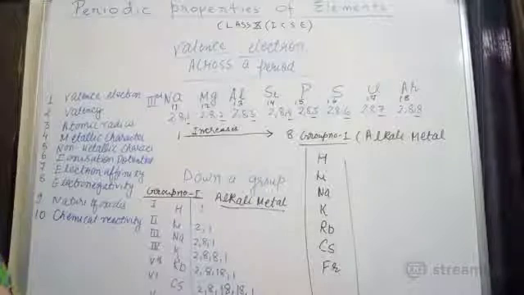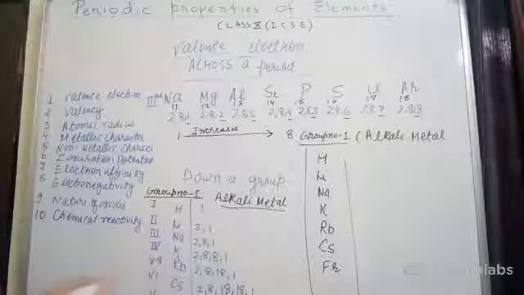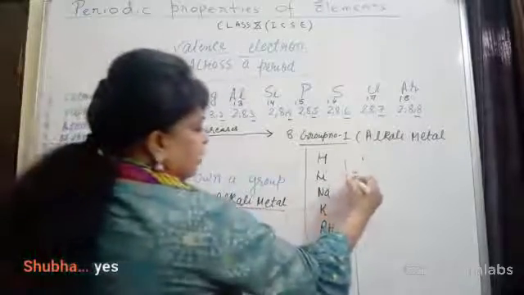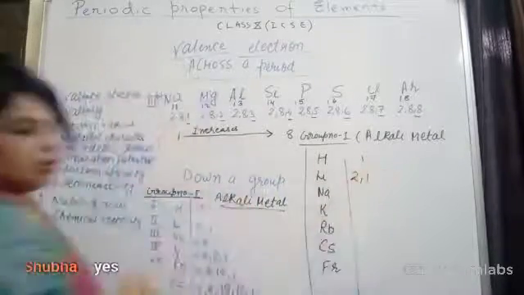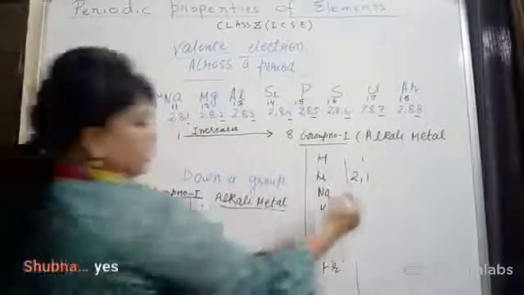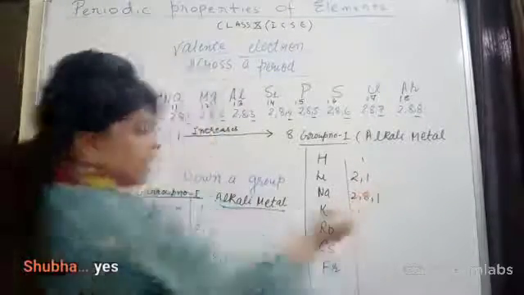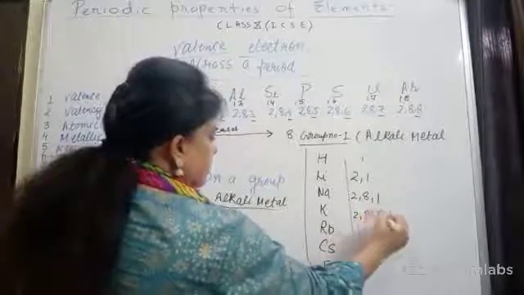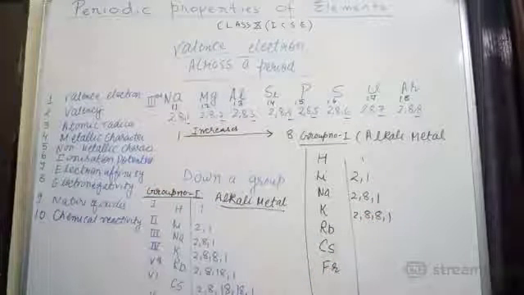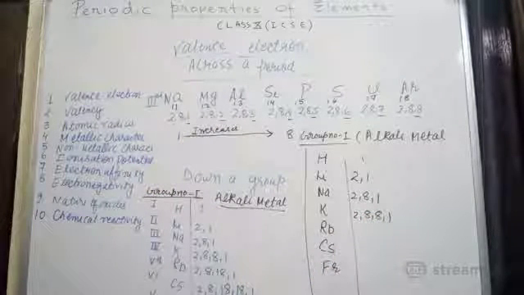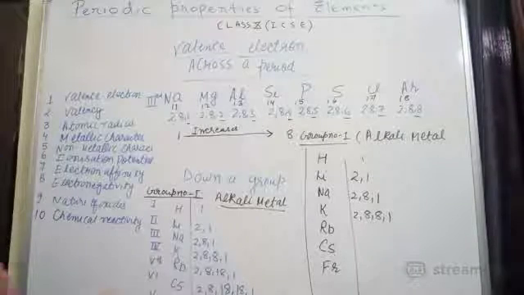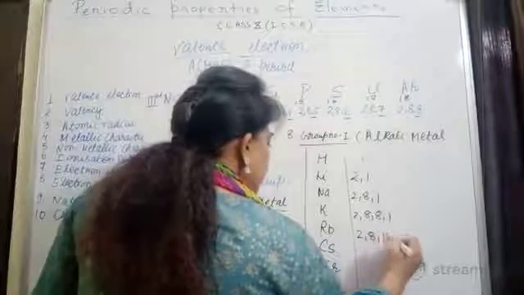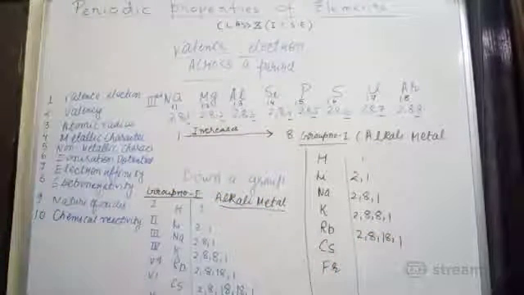Now since these belong to group number 1, what will be common in them? Obviously they will have the same valence electron. Hydrogen atomic number is 1, so 1 valence electron. Lithium atomic number is 3, so 2 1, again 1 valence electron. Sodium, atomic number 11, so 2 8 1, again the same valence electron. Then 2 8 8 1, the electronic configuration of potassium, again the same. The next is rubidium, 2 8 18 1, again 1 valence electron.